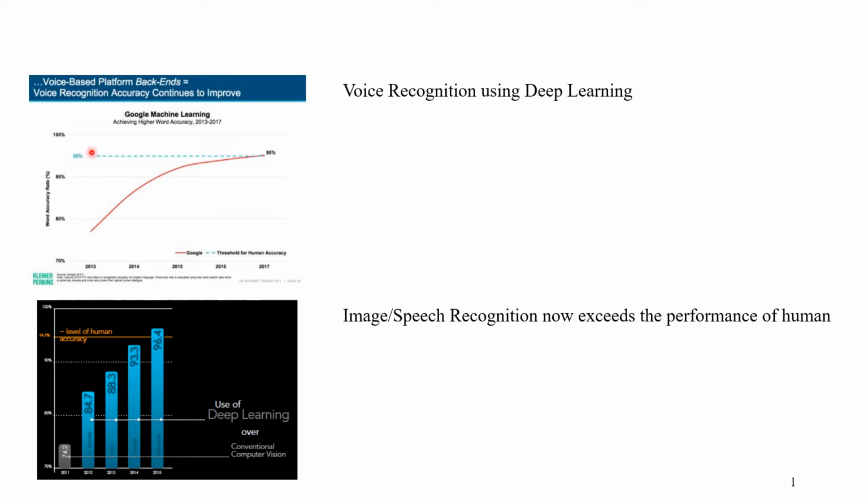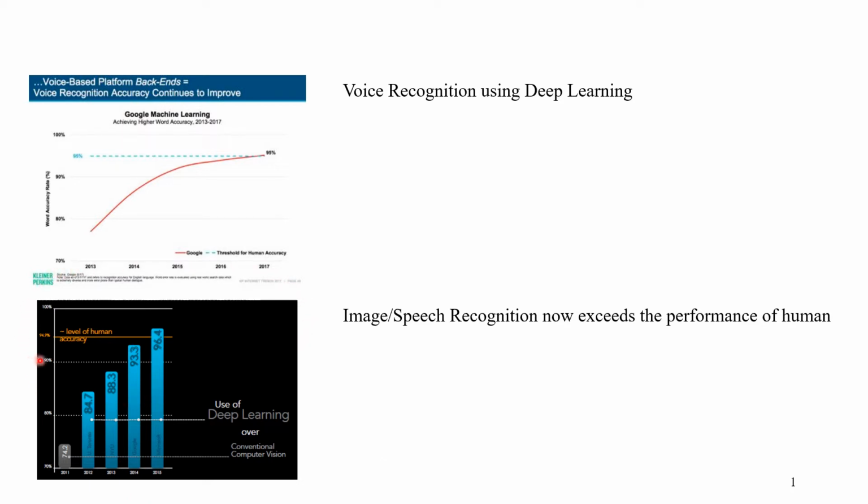Here, this dotted line represents the performance of human voice recognition, and this red curve represents the performance of deep machine learning, especially deep learning. As you can see here, it keeps growing, and around 2017, this deep learning performance now outperforms the performance of humans. And down here, this shows the performance of image recognition.